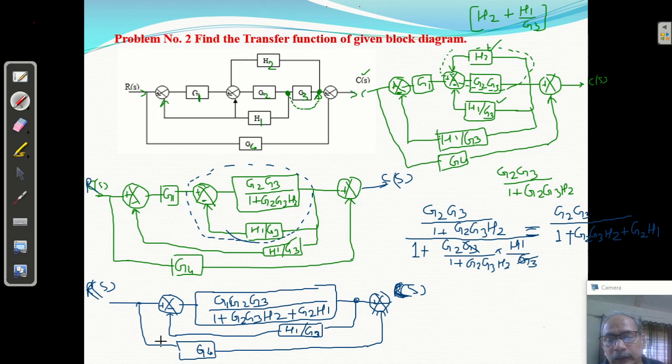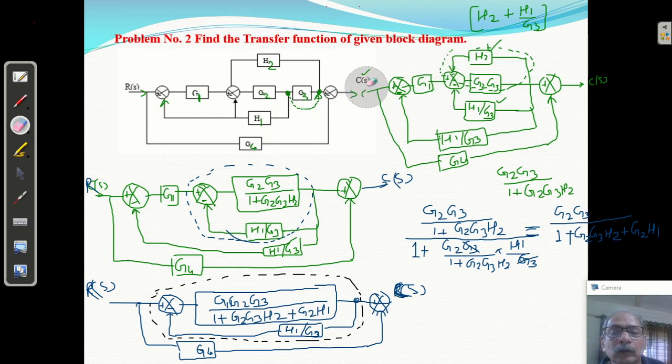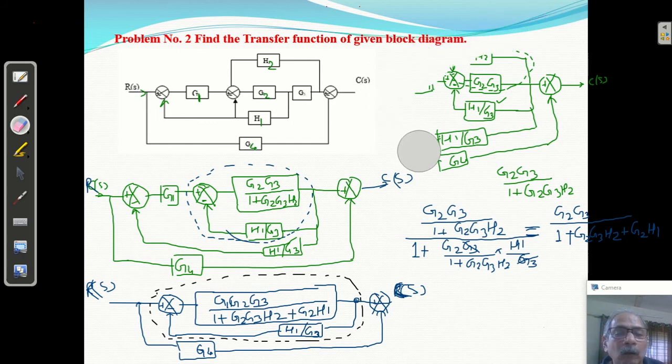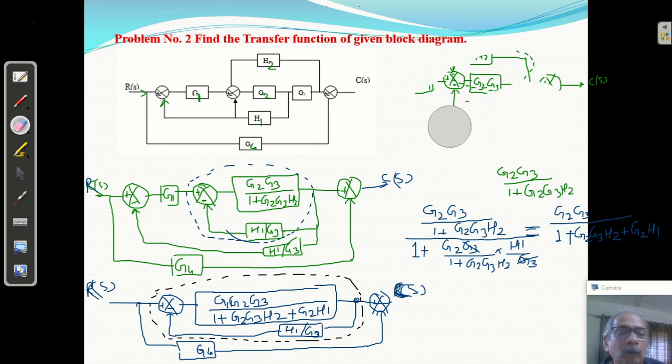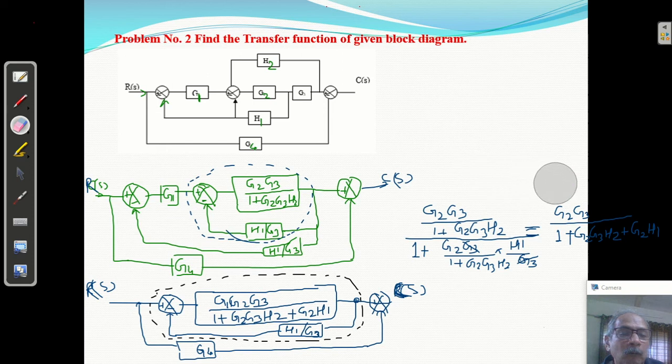We want to remove it by taking a closed loop control system. That is the block diagram reduction technique. It is forming a closed loop, so I'm going to replace this part. I'm replacing this. This is G S and this is H S with negative feedback.